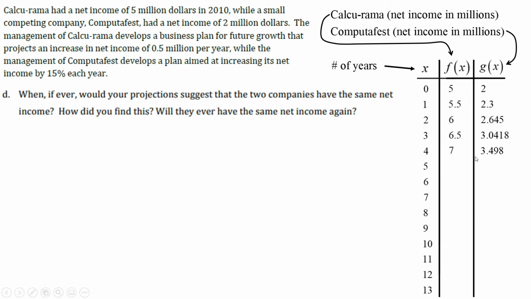And now, Calculorama is easy. The outputs were just a common difference of 0.5. So let's go 7.5, 8, 8.5, 9, 9.5, 10, 10.5, 11, 11.5. Now, ComputerFest, because of a common ratio, we have to get out our calculator again. And I'm going to go ahead and round to 4 decimal places if I have to.